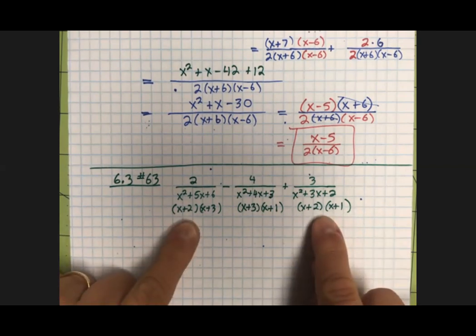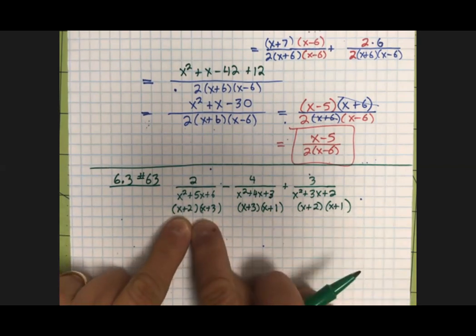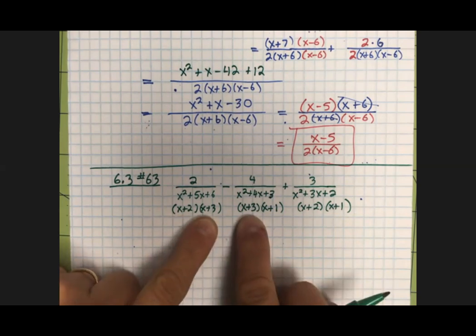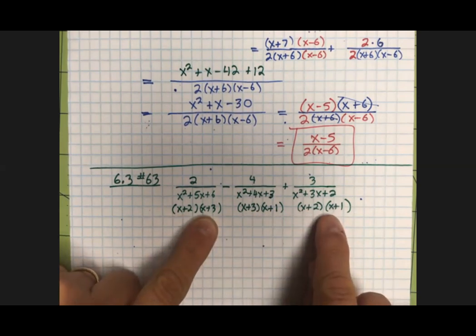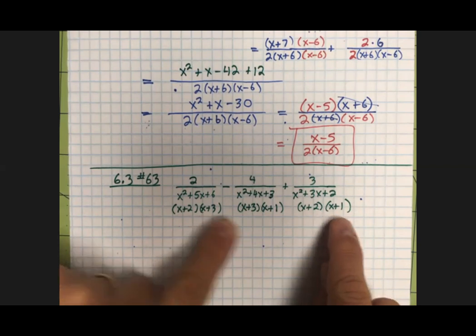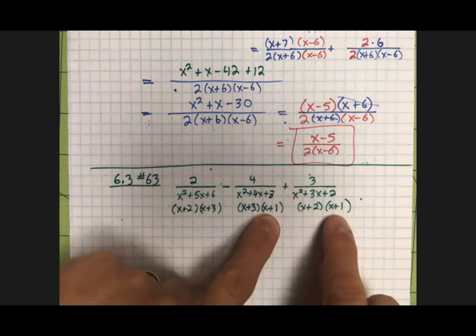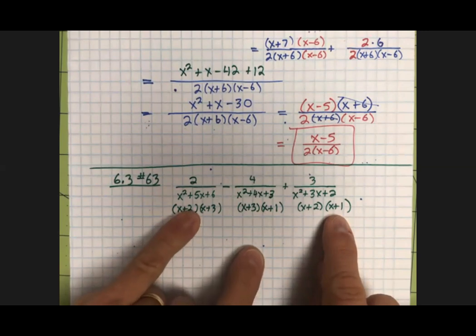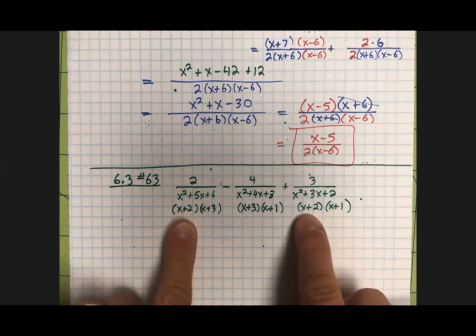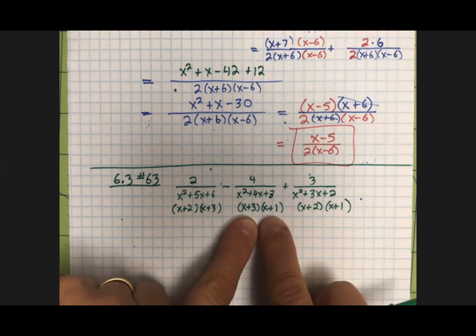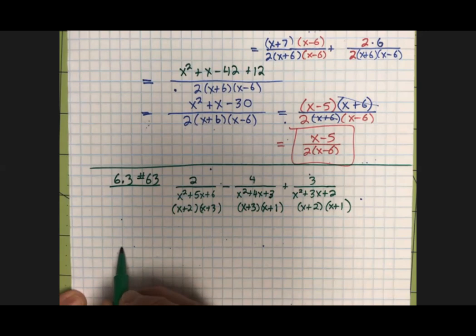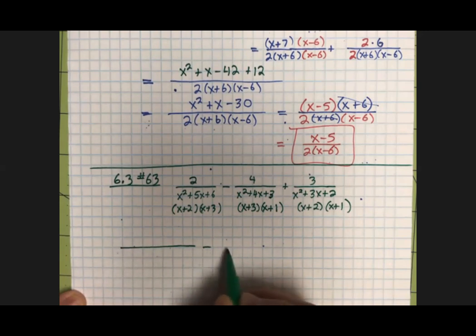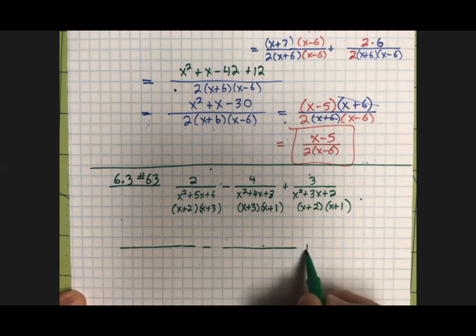I do see things in common, but I also see things missing. Like these two have an x plus 3, but not this last one. I need an x plus 3 over here. These two have an x plus 1, but not this one. I'm going to need an x plus 1 here. First and the last both have an x plus 2, but not the middle one. So I'm going to need an x plus 2 in there. So allow me to do it with the colored ink, like I did the last one.